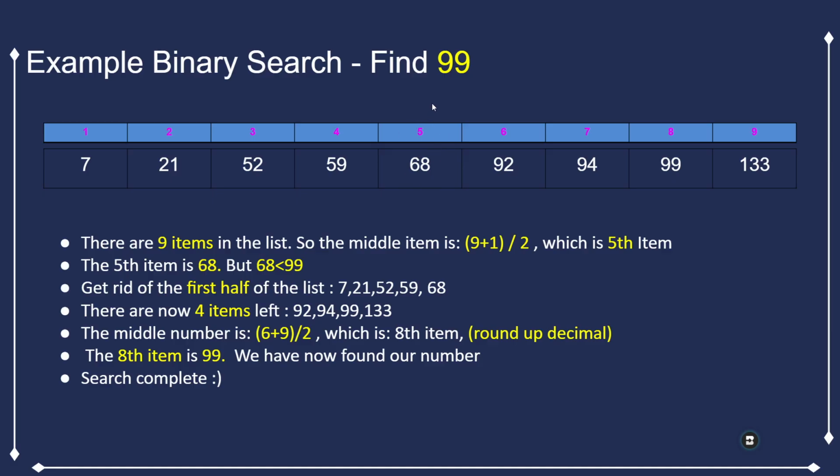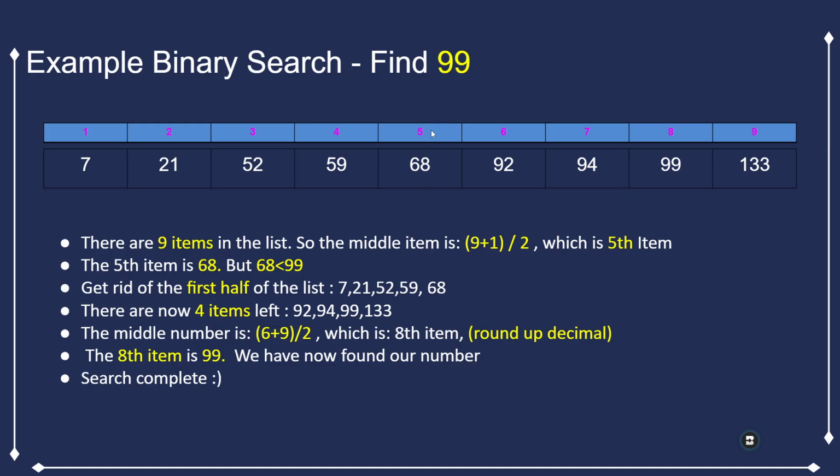Then we compare: is 68 what we are looking for? The answer is no. So next, is the item I am looking for greater than or smaller than 68? It is a bigger number. 68 is smaller. So that means anything on the left, our item is not there, because remember it is an ordered list. That means this part till here, the item is not there. We can discard 7, 21, 52, 59, 68. This part we don't need anymore.